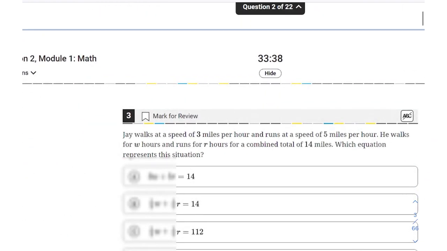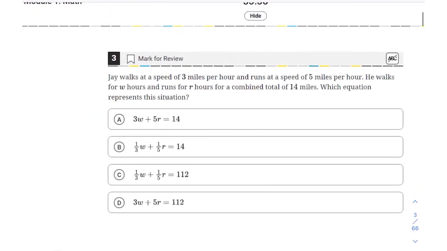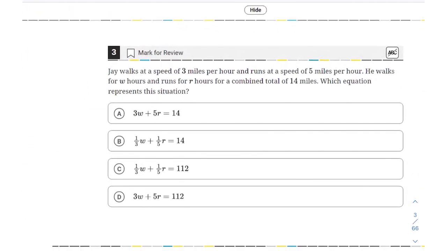Let's take a look at our next question, number 3. It says Jay walks at a speed of 3 miles per hour. Let's highlight that. And runs at a speed of 5 miles per hour. So walk 3, run 5. And walks for W hours, runs for R hours, for a combined total of 14 miles. So a total of 14.